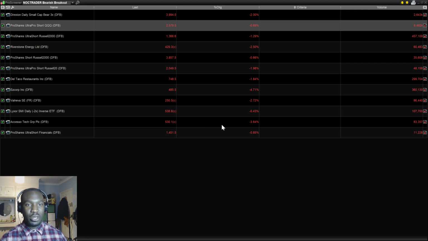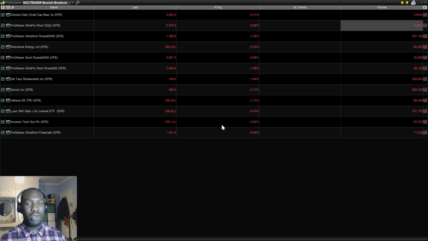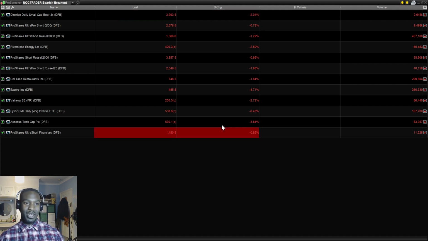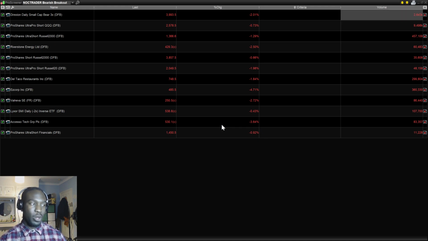So this is the end product. This is the NocTrader bearish breakout screener. I'm going to share it with you in the link in the description section below, and I'll also share it on the Discord group. Actually, scrap that. I'm not going to share it in the description section below because only the Discord group members are going to get access to it. So join the Discord group if you want this screener.